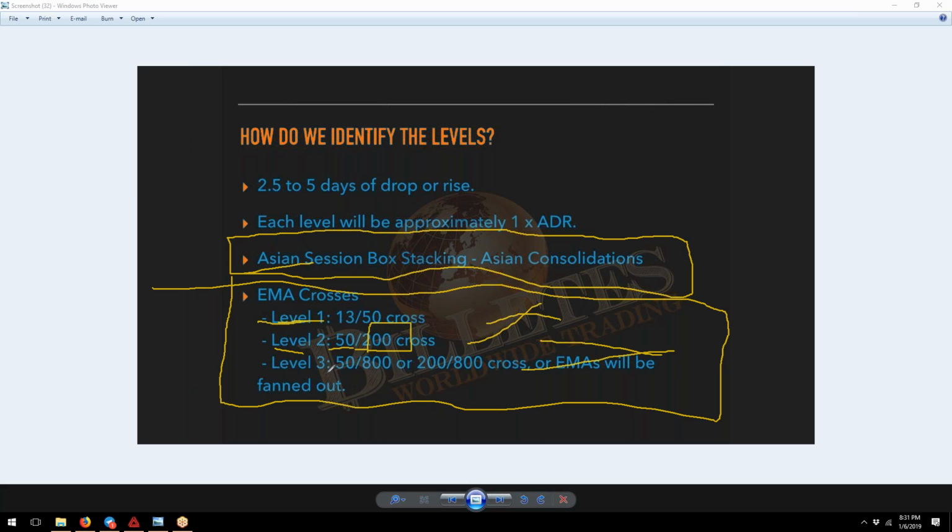And level 3, the 50, the water crosses the Blueberry, the 800. Or the 200, the Mayo crosses over the 800. They'll cross each other. Or the moving averages will be fanned out. They'll be just spread apart. And I'll show you right now.